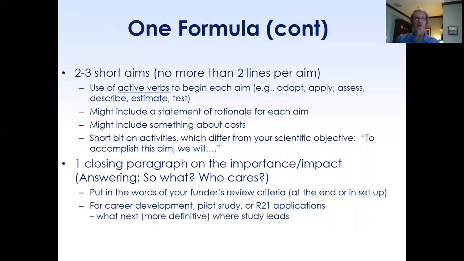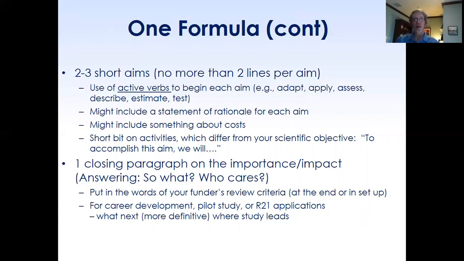You might include a statement of rationale. I'll give you an example of that in just a minute. You might include something about costs. And I like to separate the aims from the activities. So I'll list the aim and then say, to accomplish this aim, we will do the following.